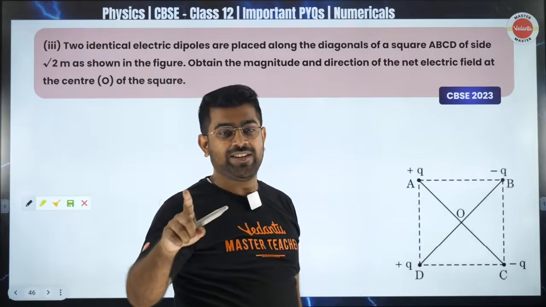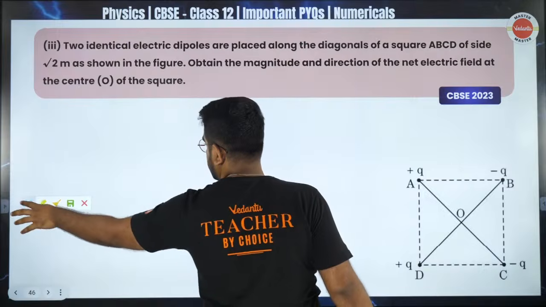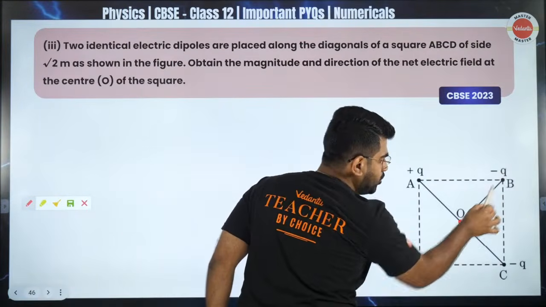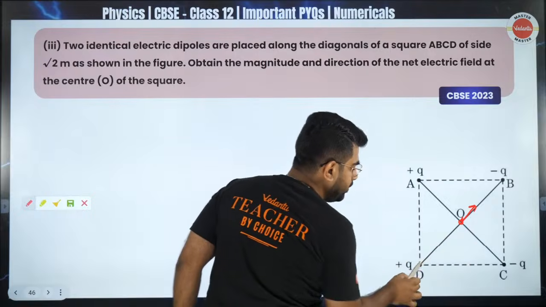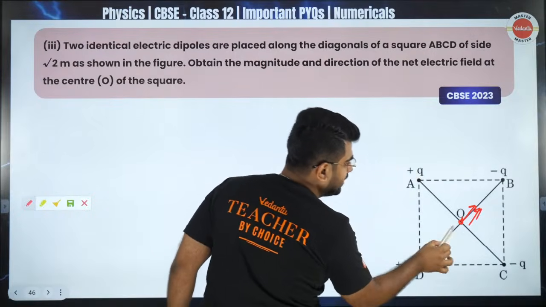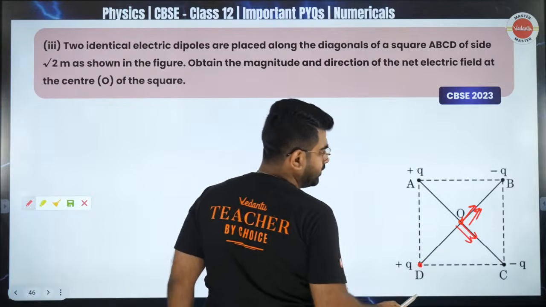I'll teach you, pay attention. Look, because of minus q, it will be attractive. Because of this plus q, it will be repulsive. Because of this plus q, it will be repulsive. Because of this minus q, it will be attractive.